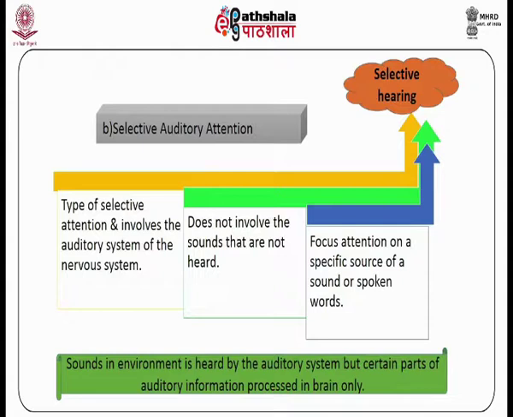Selective auditory attention. Selective auditory attention, or selective hearing, is a type of selective attention and involves the auditory system of the nervous system. Selective hearing does not involve the sounds that are not heard. However, it is characterized as the action in which people focus their attention on a specific source of a sound or spoken words. The sounds and noise in the surrounding environment are heard by the auditory system, but only certain parts of the auditory information are processed in the brain.